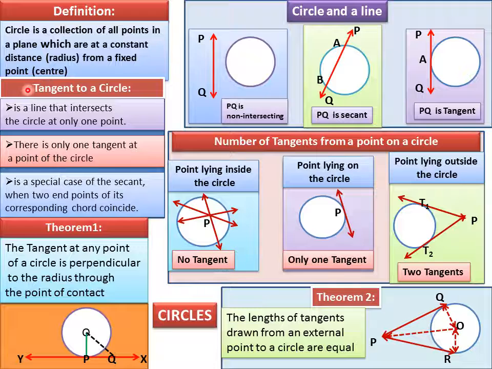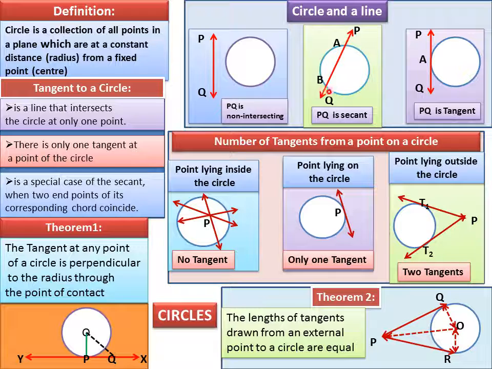Next, we need to know what a tangent to a circle is. A tangent is nothing but a line that intersects the circle at one point. So here you can see I have PQ and a circle. This line PQ intersects the circle at only one point, A. This PQ, which intersects the circle at only one point, is called a tangent.